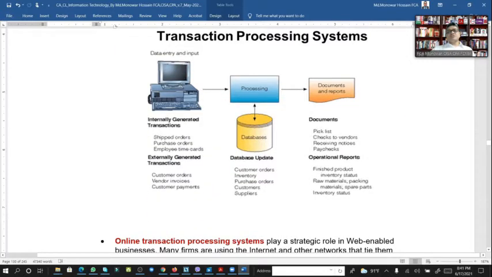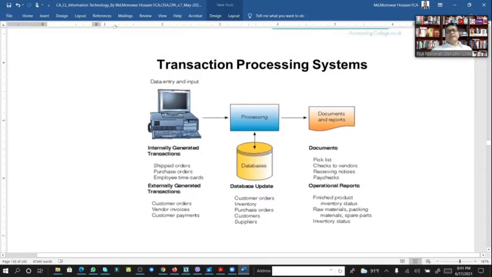In a transaction processing system, data flows through three layers: input, process and output. Everything here, manufacturing or service, we have to put in the input, then process it, then output. So here is data entry and input, then it is taken and processed and goes to the database to update the customer list, supplier list, purchase order, inventory management, etc.